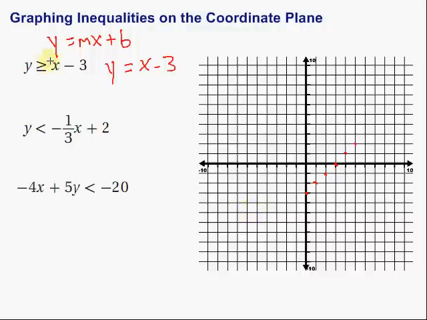Then I need to look at the inequality symbol to determine whether my line is going to be solid or dashed. If it includes the equals, then it's going to be a solid line, because just like this equation right here is a solid line, the values on the boundary, on that line, are included in our solution. So I can go ahead and connect the dots to get my line. I'm just going to go ahead and draw that line.